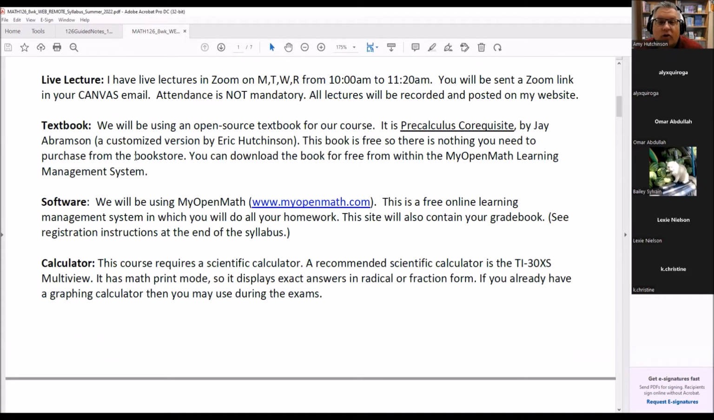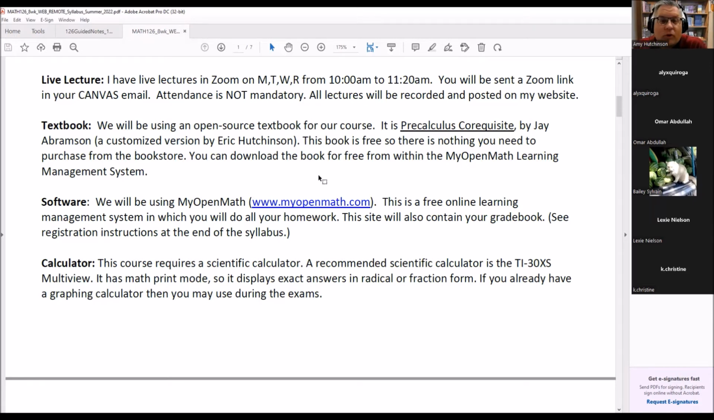All right, textbook. The good news about this course is you don't have to pay any money for a textbook or any learning management system. It's 100% free. The textbook we're using here is an open source textbook. It's based off of the OpenStax Precalculus book, but I did a heavily modified version of it, and I'm calling it Precalculus Co-Requisite. Jay Abramson is the original author of that, but I did a lot of customizations to make it match the sections that we're going to be going through here.